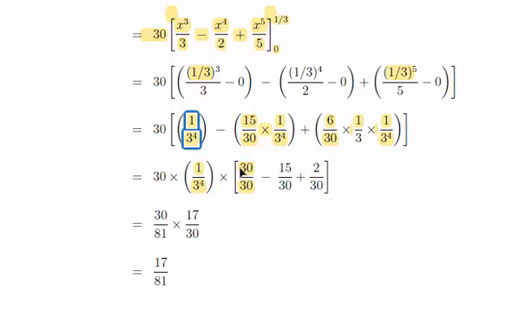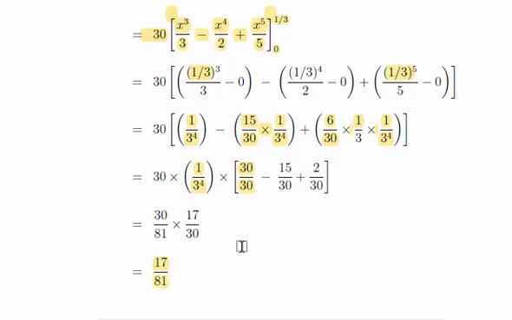This part here, 17 over 30. 30 times 1 over 3 to the power of 4 is 30 divided by 81, times 17 over 30. There we have it there. The answer is 17 over 81.